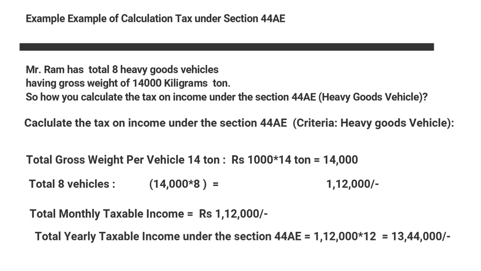But don't forget, Ram has a total of 8 vehicles, right? So we have to calculate all vehicle revenue for a particular month. So 14,000 into 8 is equal to 1,12,000. But you have to pay the tax to the department on a yearly basis. So you have to calculate the taxable income by multiplying by 12. So your taxable income on a yearly basis should be 1,12,000 into 12, means 13,44,000 under section 44AE. Let us understand the second criteria, which is other than heavy goods vehicle, in the next slide.